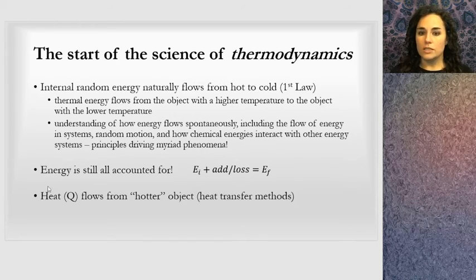Note with all of this stuff that energy is still all accounted for. I keep talking about an initial energy state. There's some add or loss of energy with work or heat, and then that results in some final energy state. Much like your bank account, you have an initial value, you add and subtract some, and you have a final value. Heat goes in here in the add or loss term, and it flows from hotter object to the colder object, and we are going to look at heat transfer models of how this heat transfers in the next lesson.